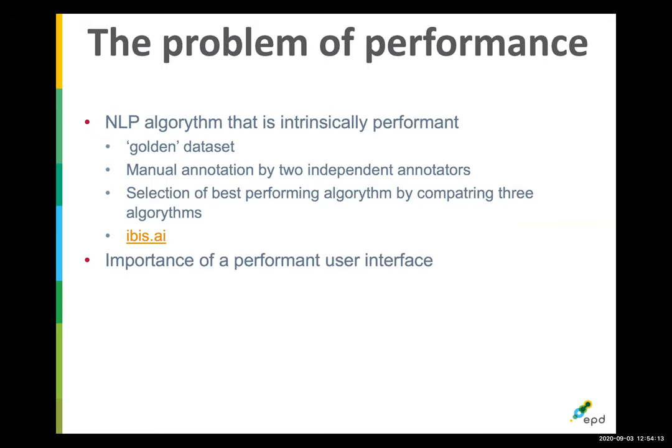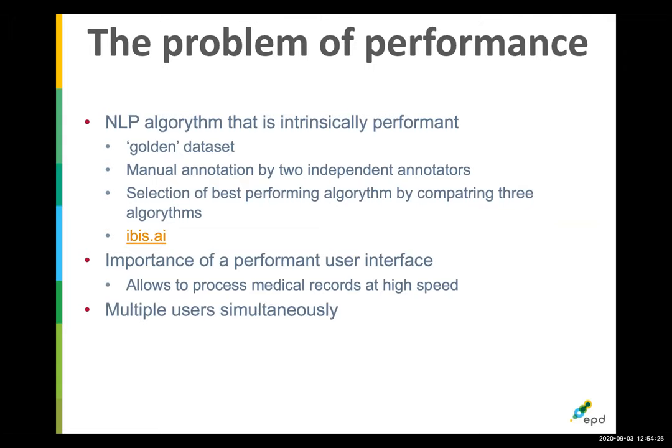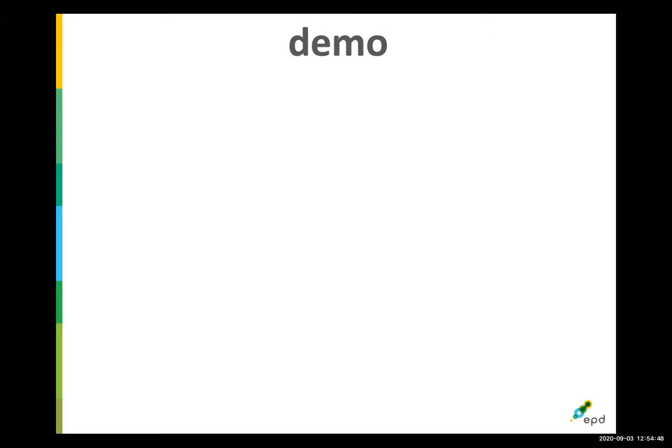What was very important in our selection process was that the user interface is very performant. It should allow to process the medical record at high speed, given the high volume. We also wanted the software to allow multiple users simultaneously to work on the medical record, and it should be web-based and allow an end user to remote access in a safe environment because we are using people who work off-site to do this migration. And I'll dive into the software and you'll see how it works.